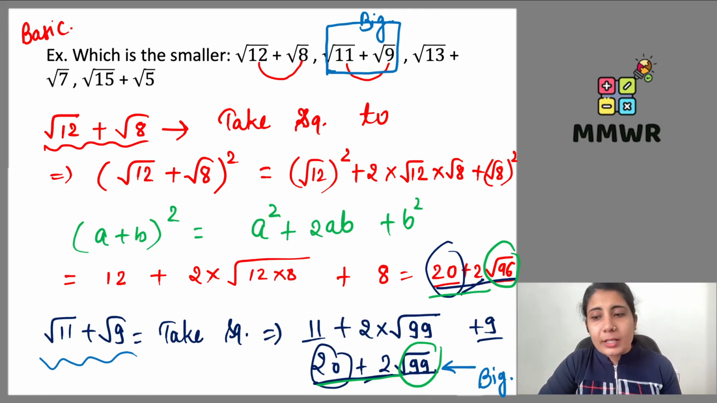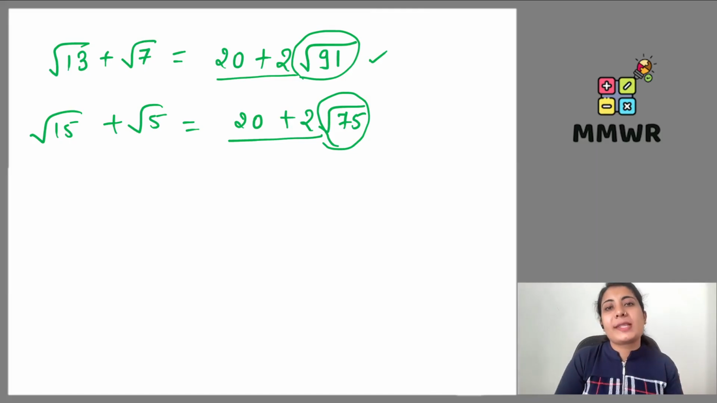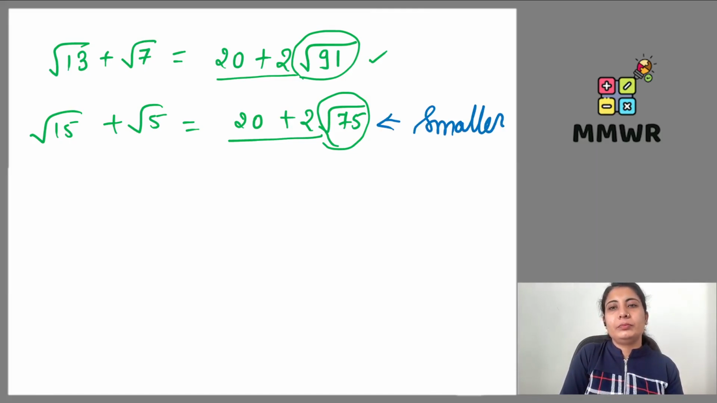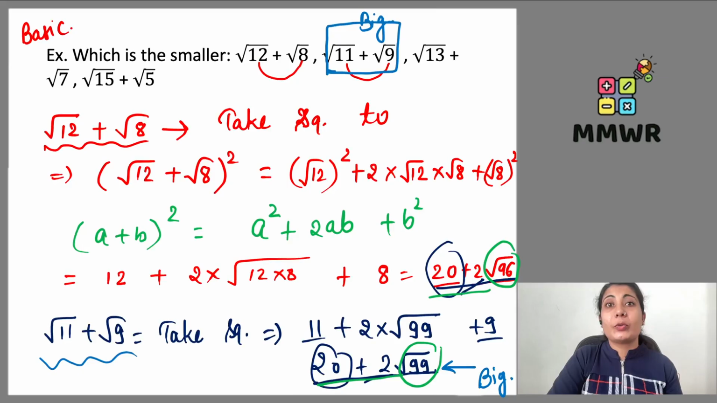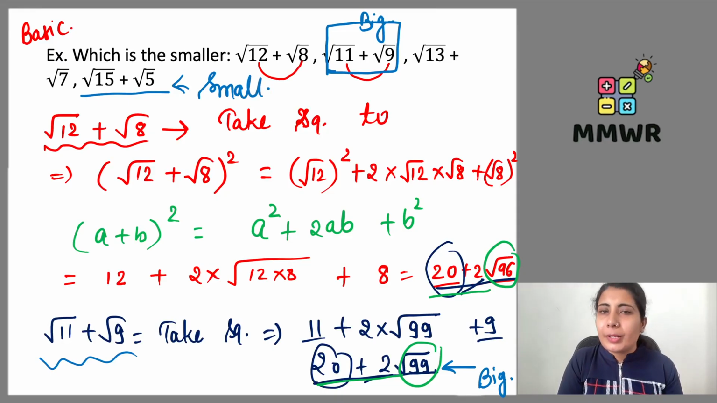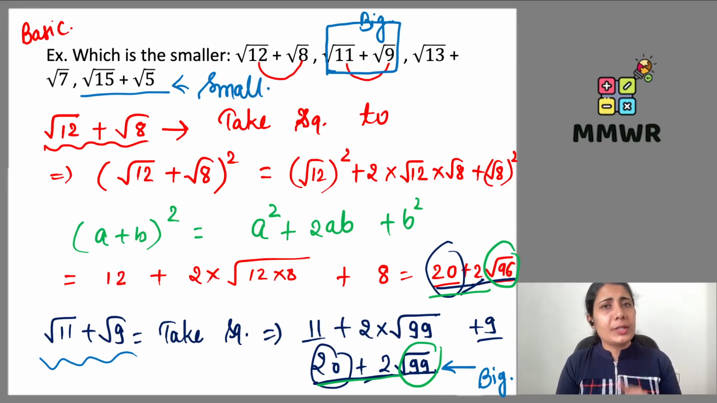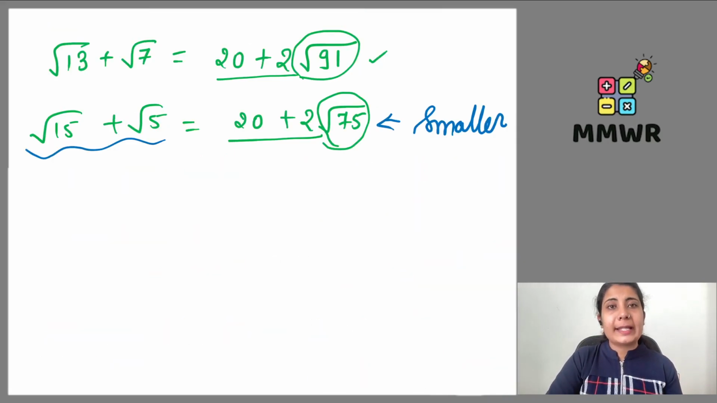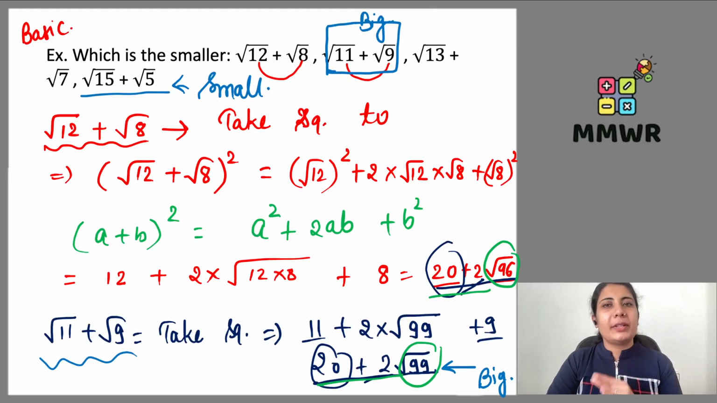And coming to the smaller one, here I have root 96, then root 99, root 91, root 75. So this is the smaller one. This one, root 15 plus root 5. This is the smaller one. So among all these four numbers, which one is the big one? Root 11 plus root 9. And the smaller one is root 15 plus root 5. I am going to rewrite these numbers 12, 8, 11, 9.